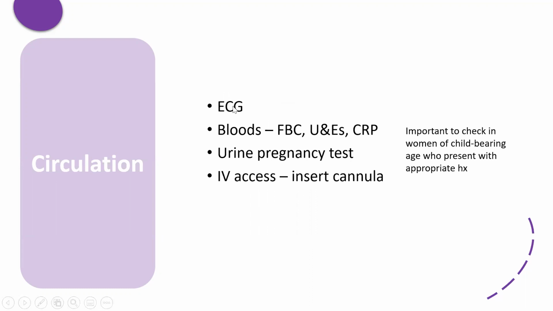And other things, so you want to do an ECG, do her bloods, so full blood count, U&Es, CRP, urine pregnancy test. So while she does have a history of diabetes, we have to think about other things as well. It's important to always check the pregnancy status in women of childbearing age and get IV access. So that's what you want to do initially.